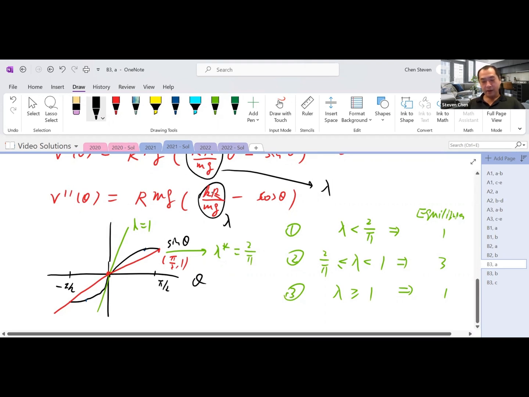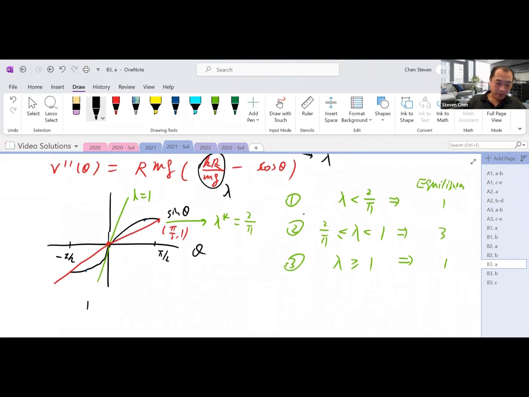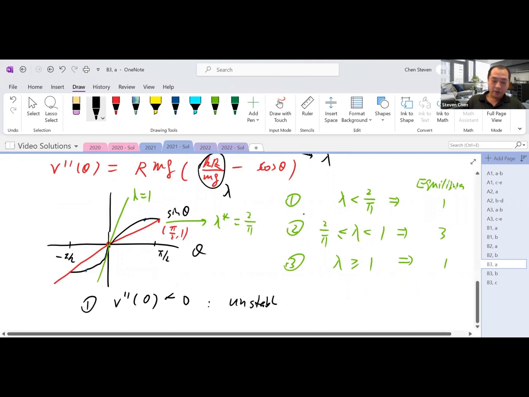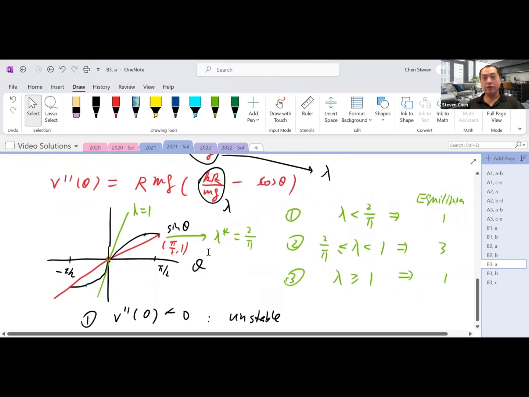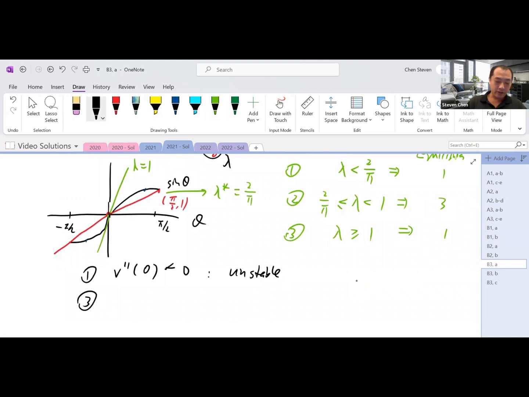So in this case, we know the only solution is at the origin. So theta is equal to 0. So cosine theta is equal to 1. Okay. So here lambda is no more than 2 over pi. So this number, lambda minus 1, is less than 0. So this is a negative number, right? So for the first case, v double prime at 0 is a negative number. So it means that the only equilibrium is unstable. For the second case, we'll go back in a moment because it has some non-trivial solution. Let's then look at the easier one, the third case.